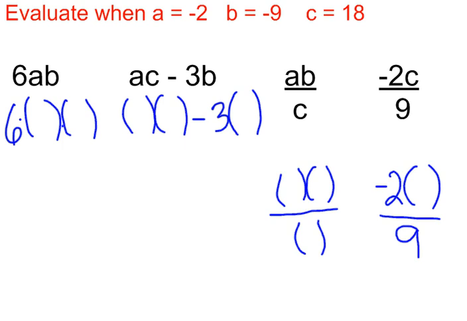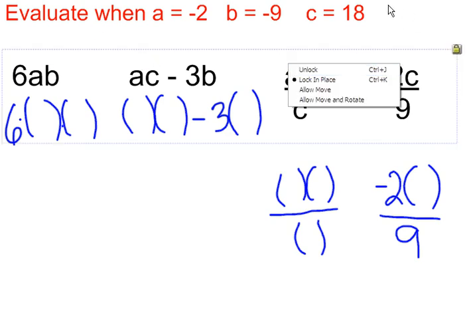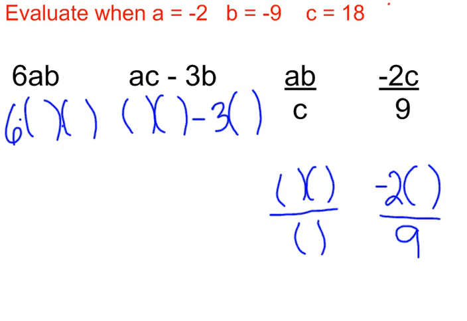Now I can go back and fill in the values that I need to substitute. Every time I see the letter A, I'm going to be plugging in the number -2. So A is -2.